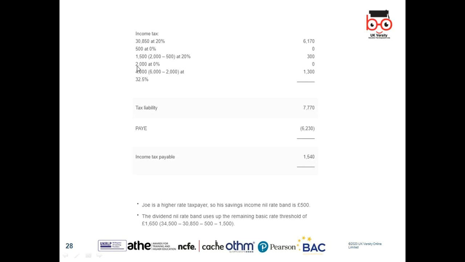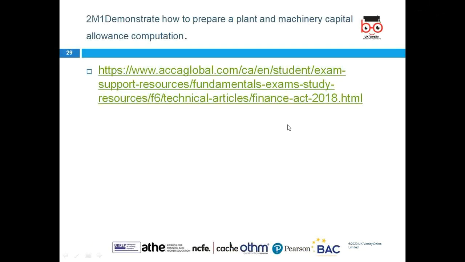Then dividend: there is no tax on the first 2,000 of dividend. Remaining, the total dividend income was 6,000, so on 4,000 we have to pay tax, and we have to pay 32.5% because it's a higher tax band now. Okay, this is understood. I copied the link for you, with more examples. So we'll carry on.